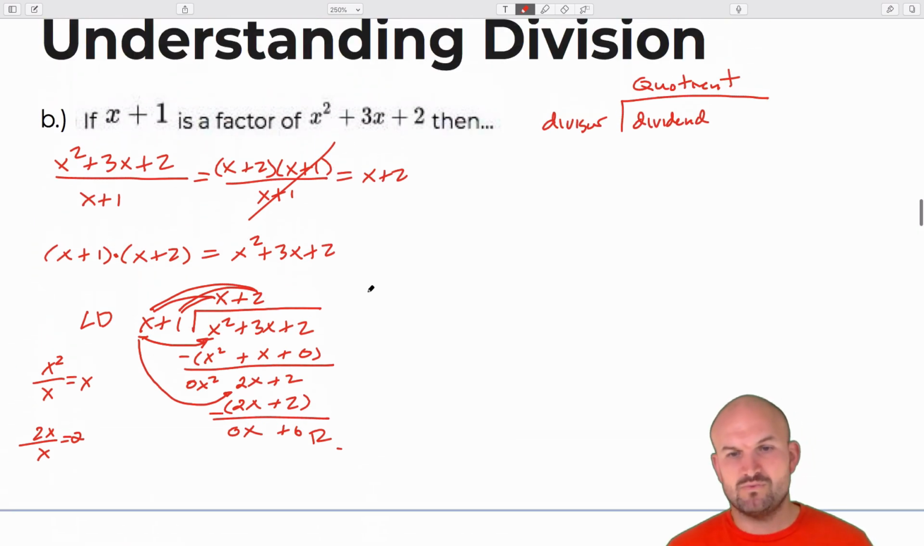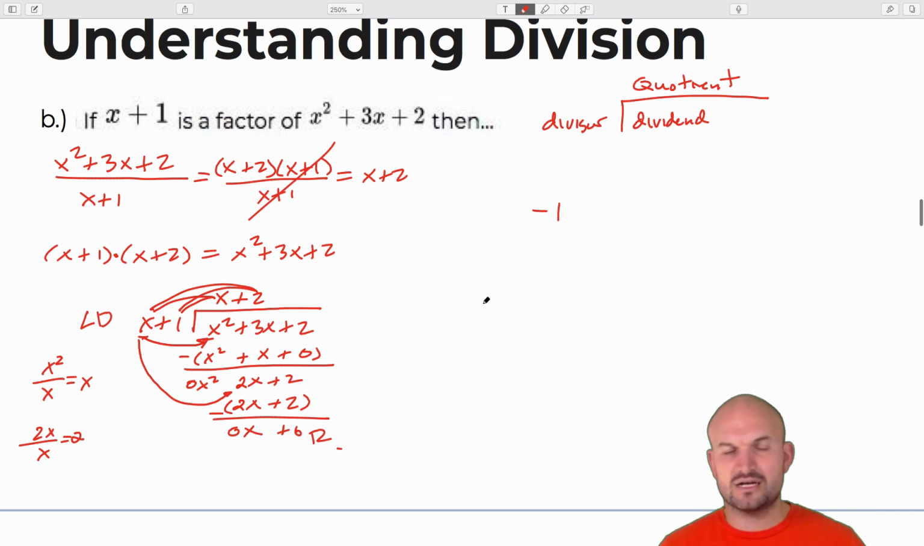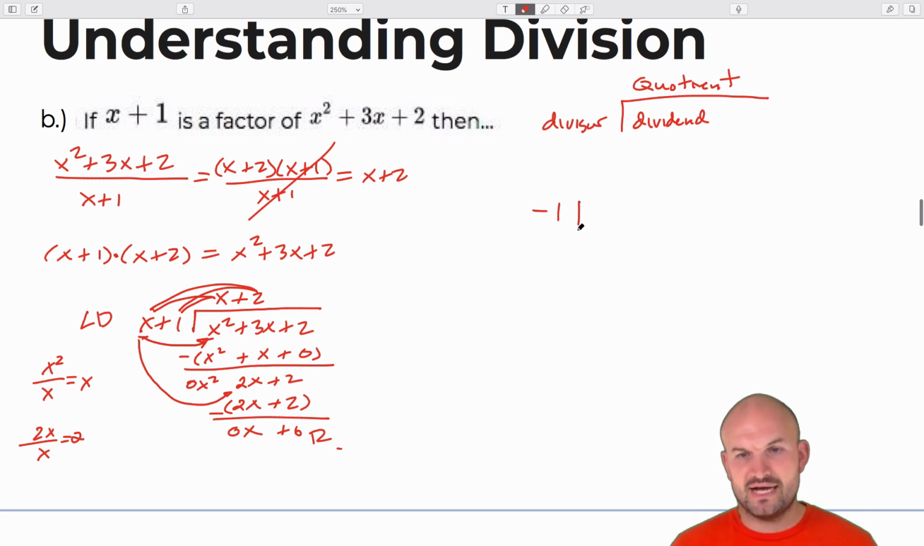So here's x plus 1. When we're doing synthetic division, we're going to use the zeros. So here's a factor. If you set that equal to 0, then you would get x equals -1, right? And I'm going to talk about this in the next slide. But basically, I just want to run through synthetic division here real quick.